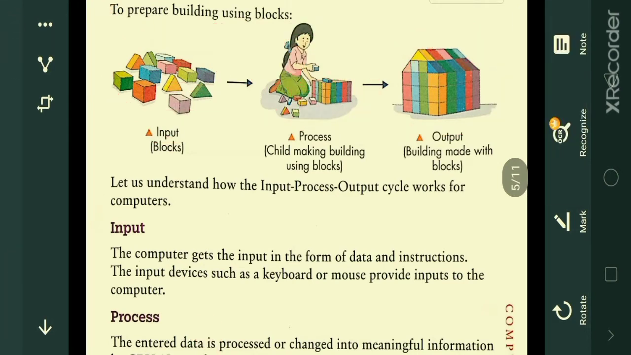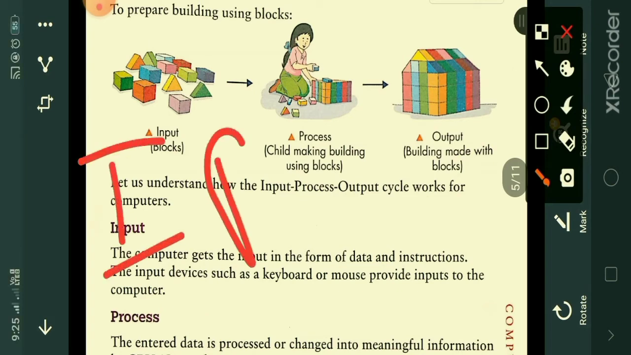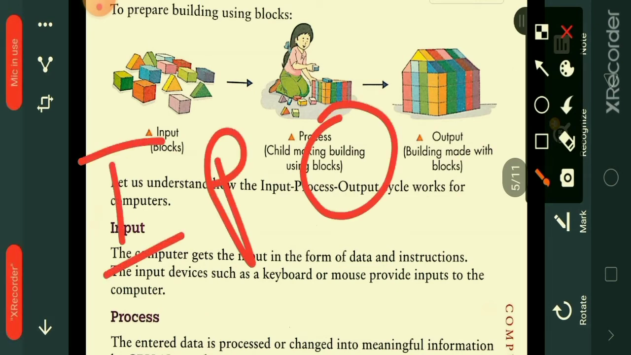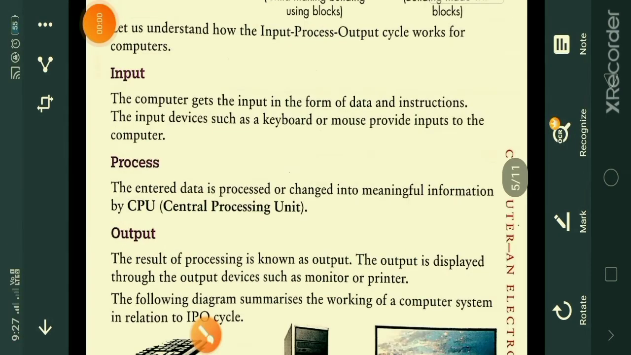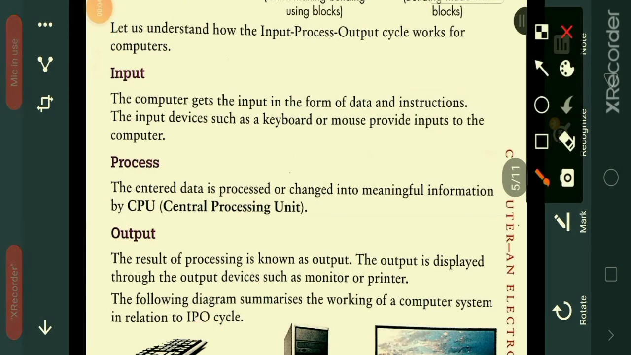This is how we follow the IPO cycle in our daily life. I means input, P means process, O means output. What we get finally, the result, is known as output. Till now, we studied how we follow the IPO cycle in our daily life. Now what about our computer, how does it follow the input process output cycle to work?